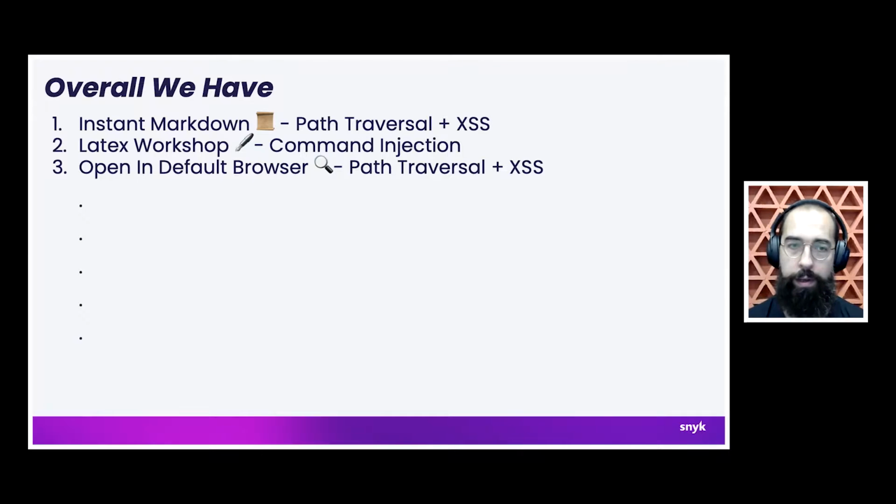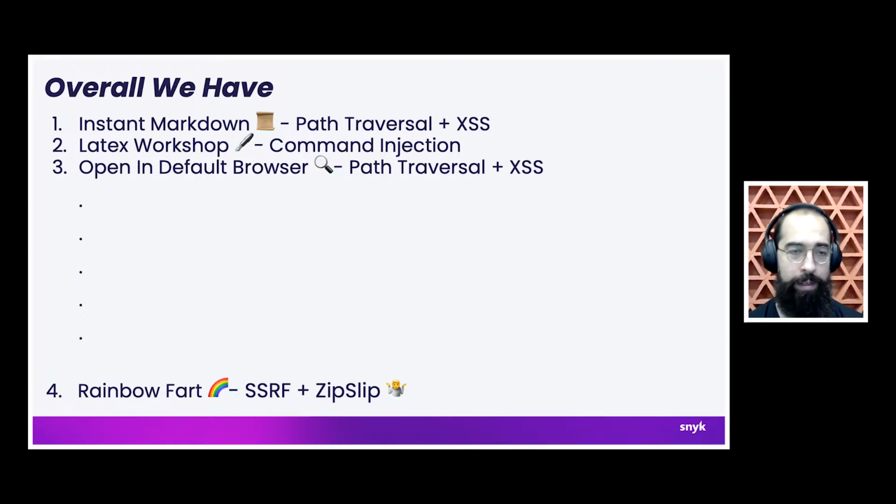Okay, thank you, Kirill. So as we've seen, we looked at Instant Markdown and LaTeX Workshop. We also found vulnerabilities in opening default browser, which is just the browser previewing extension. It had a path traversal combined with an XSS vulnerability similar to the one we saw in Instant Markdown. And last but not least, a cute little extension called Rainbow Fart. We had to mention it. It basically plays sound clips while you code to help you motivate. And it also had an SSRF combined with a zip slip vulnerability.